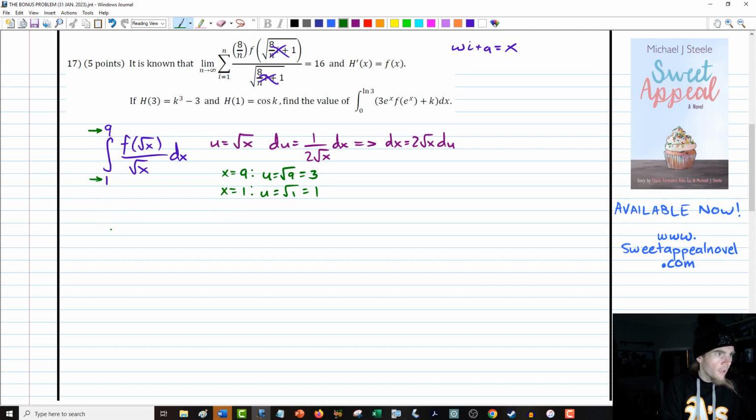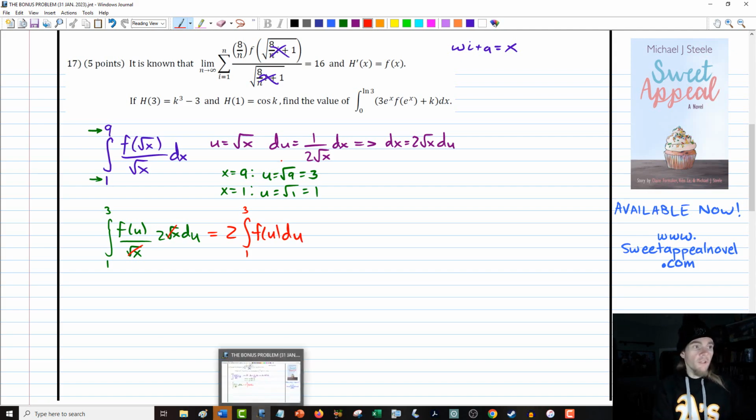Having said that, our integral up there is going to be transformed into the integral from 1 to 3 of f of u. And then it's tempting to immediately go over u, but let's hold back for a second. This will be square root of x down there, and then dx will be replaced by 2 root x du. Apologies. That's helpful because you might notice the root x's are going to divide out, and we can write this entire integral as 2 times the integral from 1 to 3 of f of u du. So there's our integral transformed.